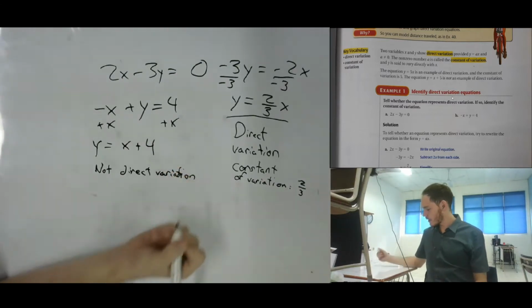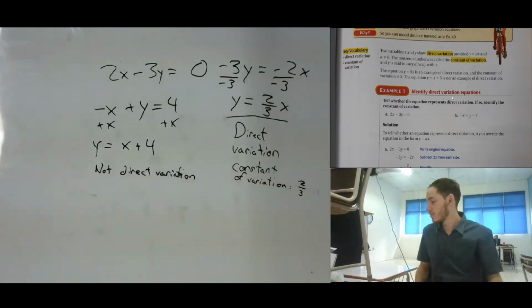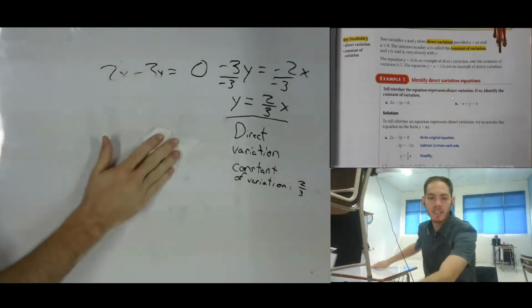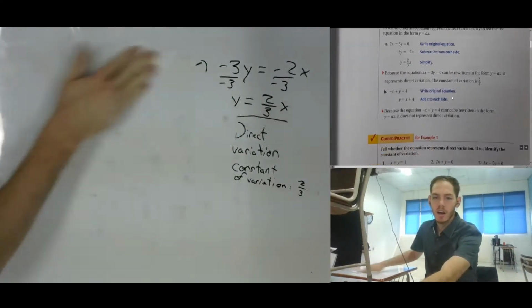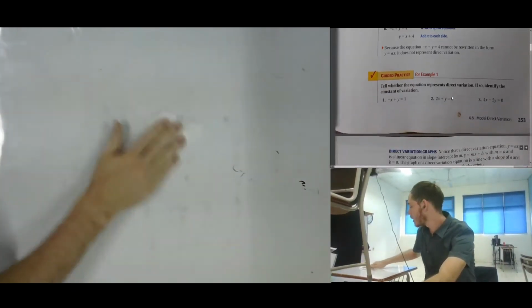Okay? And that's it. You're done. So if it is direct variation, you have to find the constant. If it's not, you're done. Okay, so let's continue on this page. There are some examples below. We might try practicing some of these in our quiz and class.